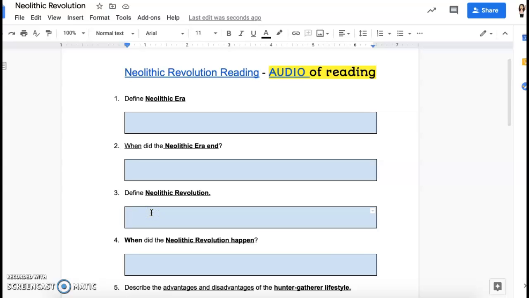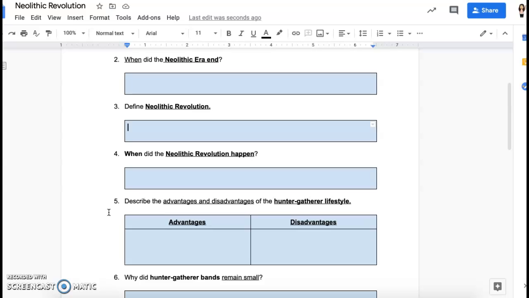Number 3, define Neolithic revolution and type your answer in the box here. Number 4, when did the Neolithic revolution happen? And type your answer in the box here.